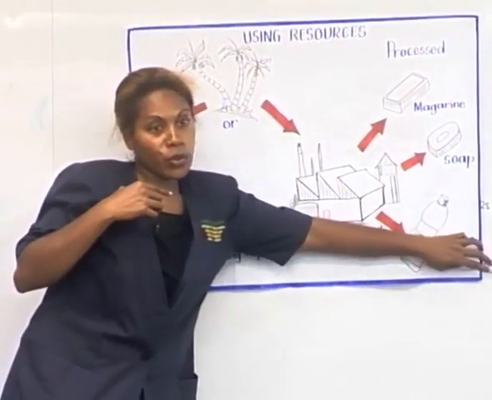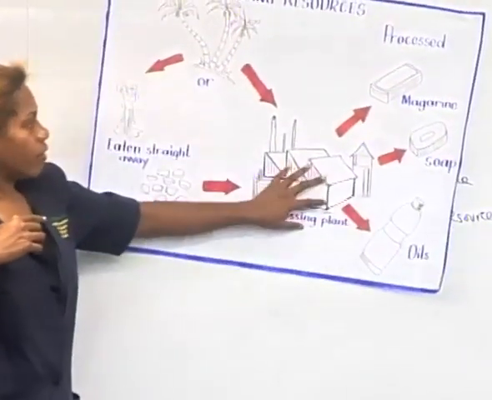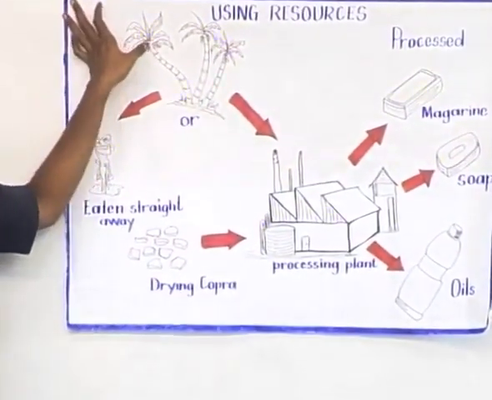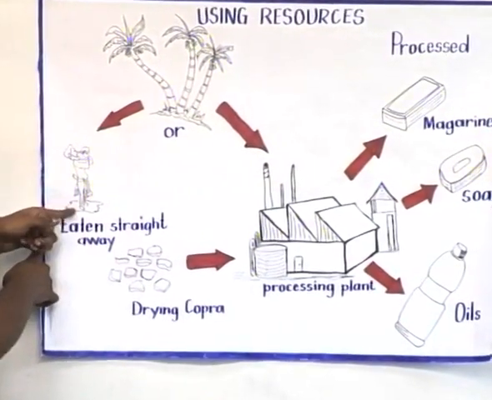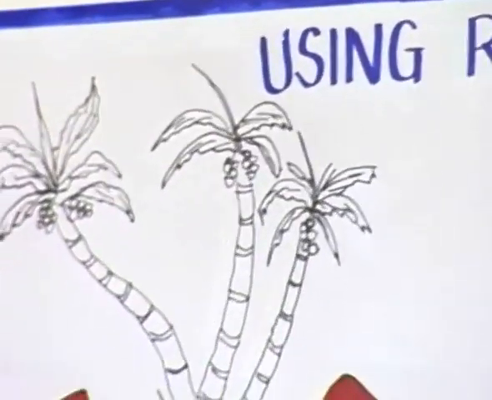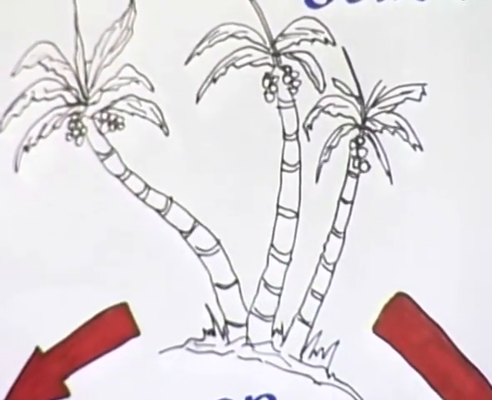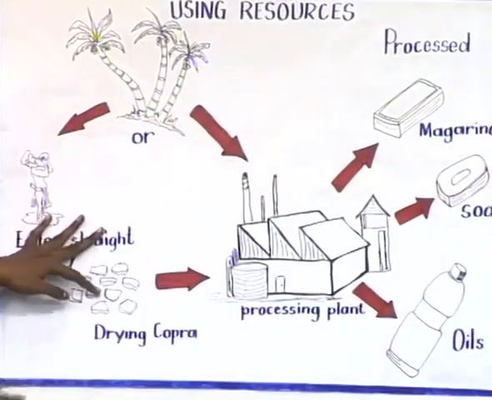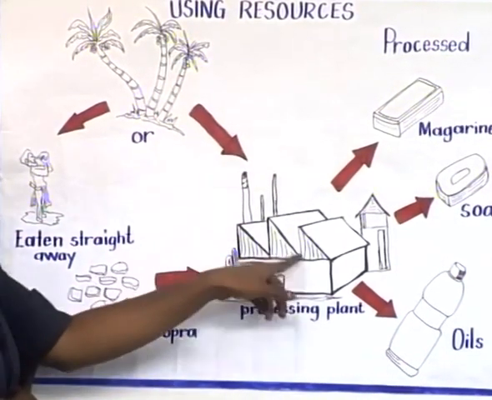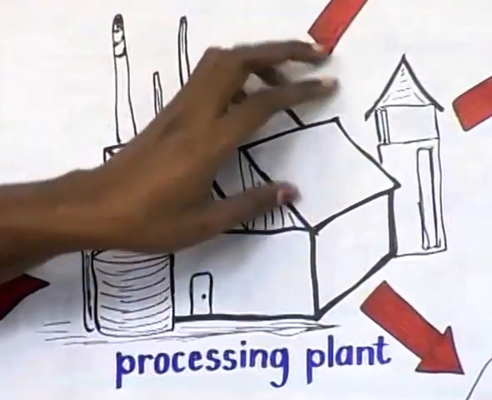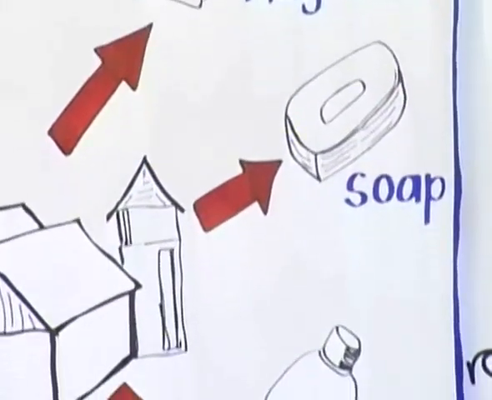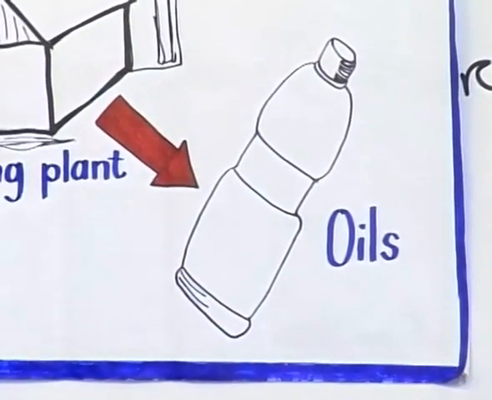We said when people don't do anything to a resource, let's say the example of a coconut, it is eaten straight away. Or if not, copra is dried, and then it goes to the processing plant where it is processed. The result: we have margarine, soap, and oil.